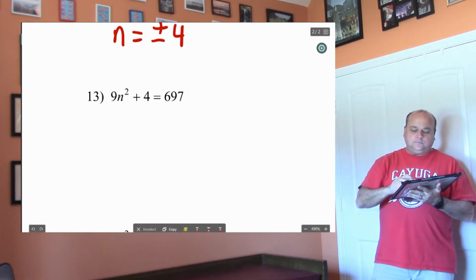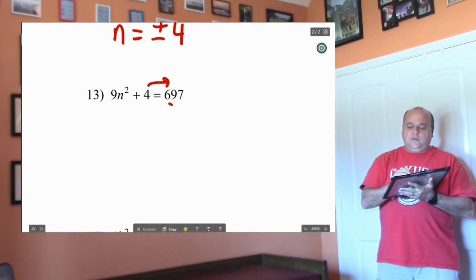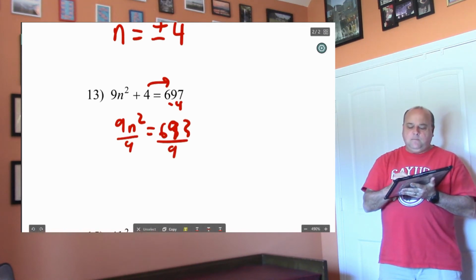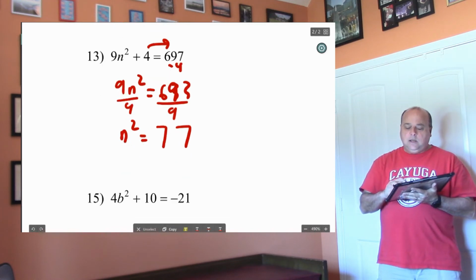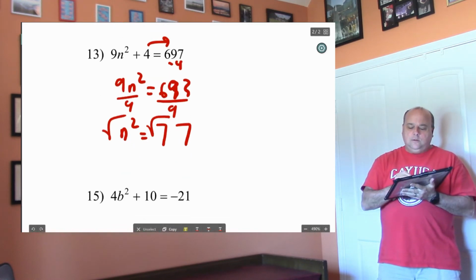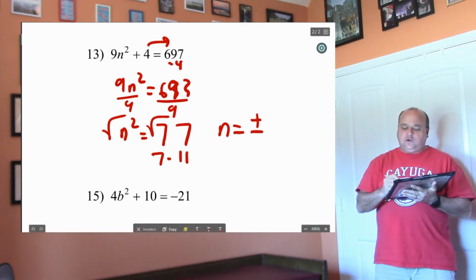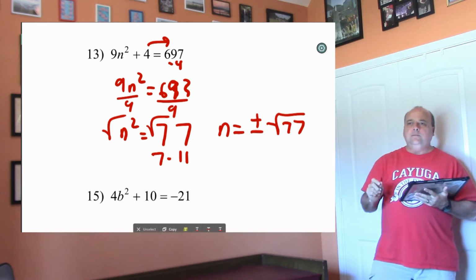The next problem, on this one here, we're going to have to move over the 4 and then divide, aren't we? So let's move over the 4. We'll get 9n squared equals 693. And then we'll divide by 9. And we'll get n squared equals, 9 goes into 69 7 times, and then 77. Then I'm going to square root, and I'm going to get n equals, 77 is 7 times 11. You can't simplify. So you write your answer as plus or minus the square root of 77. That will be the exact answer, okay?